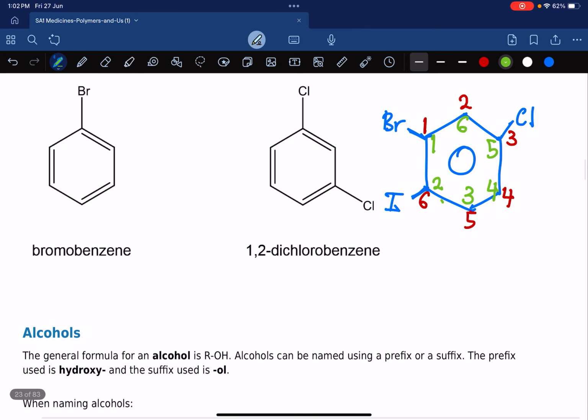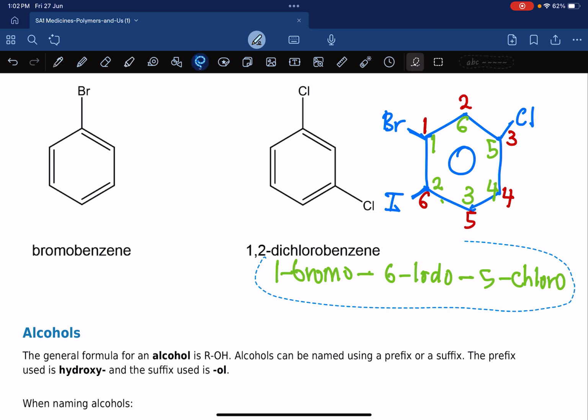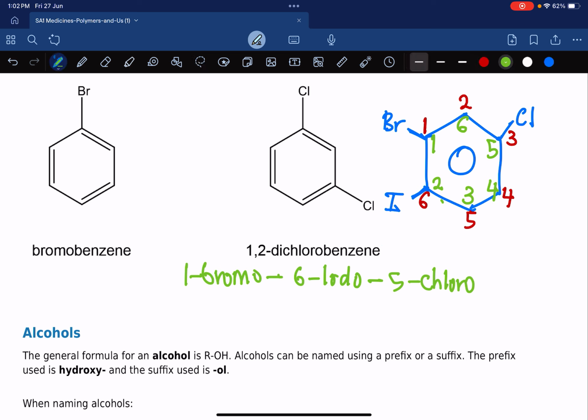So the name for this, if I follow the green method, is going to be 1-bromo, 6-iodo, 5-chloro, and then this is supposed to be one word, so it's going to be benzene. Got it? So it's going to be 1-bromo, 6-iodo, 5-chloro, benzene. That's how we do the numbering process. Why did I start with the bromo? Because B comes before C, right? That's why I did that. But whenever you come across these type of things, you got to make sure that the total number is the smallest. Okay, total number is the smallest.